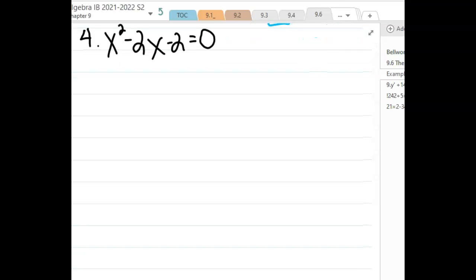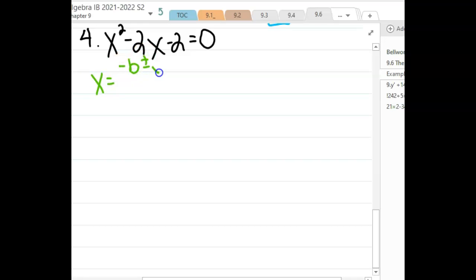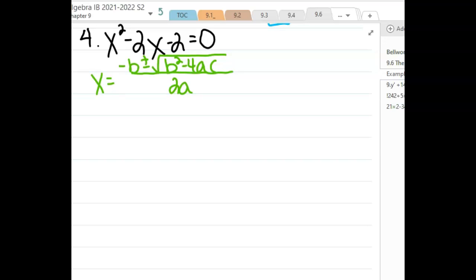All right, so we are still doing the quadratic formula, so it would still be a really, really good idea to go ahead and copy that down. So x equals the opposite of b plus or minus the square root of b squared minus 4ac all over 2a. Trying to get that memorized as best you can.